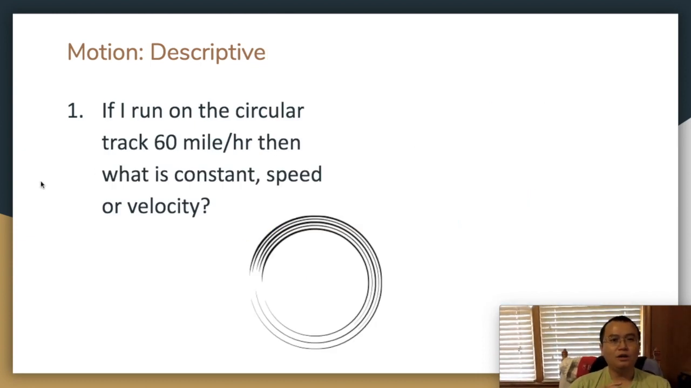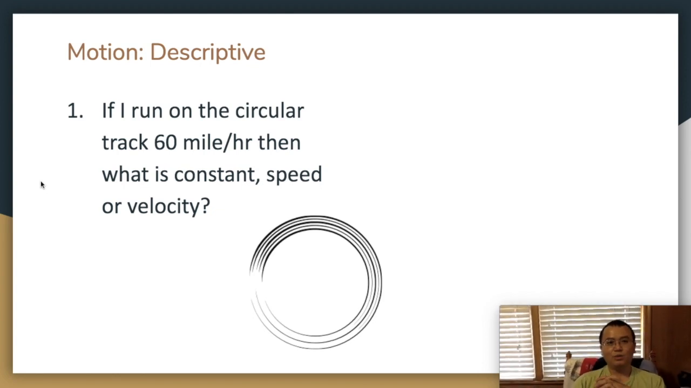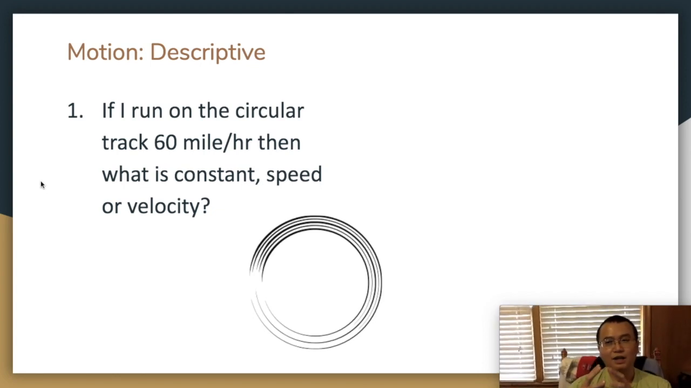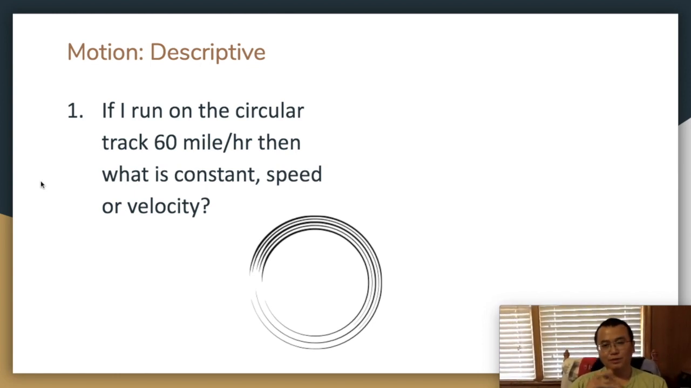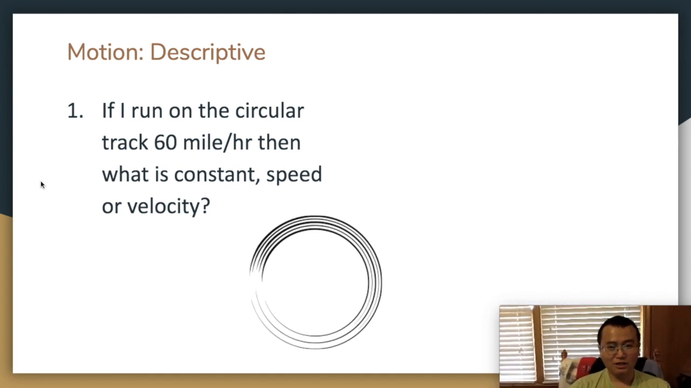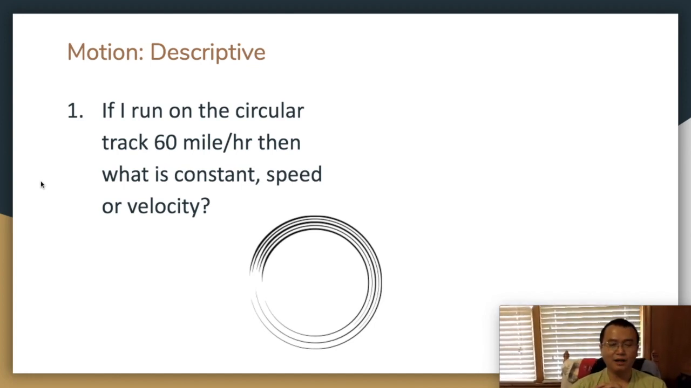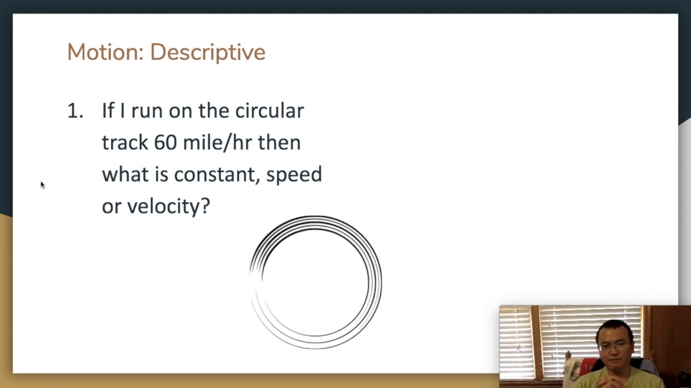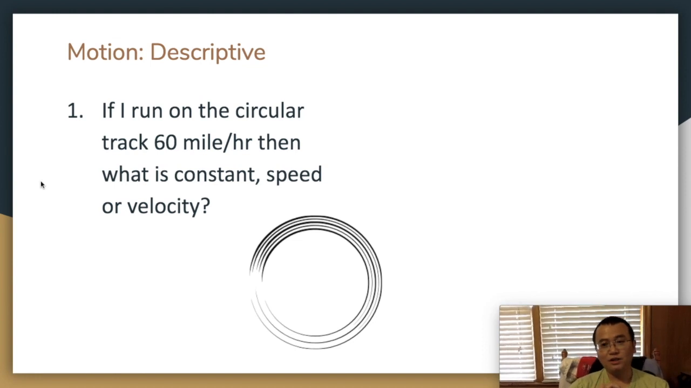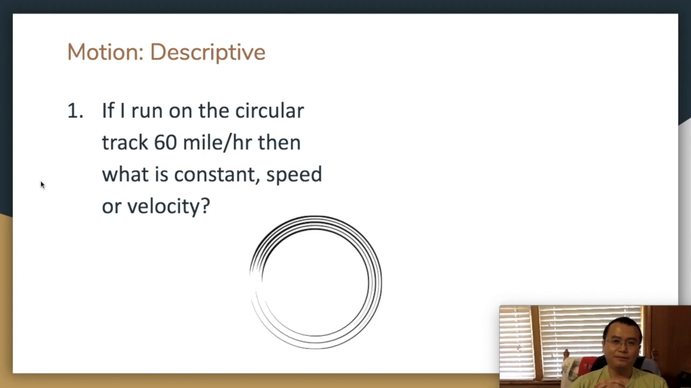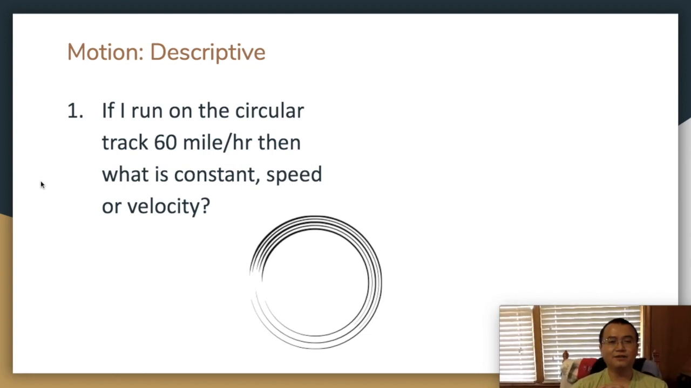If I run on a circle track at 60 miles per hour, then what is constant, speed or velocity? Of course, some of you probably ask, that's not possible. How can you run 60 miles per hour? Well, if you think about a future where I'm half robot, that is possible, okay? So imagine some distant future, I'm half robot, and I can run 60 miles per hour around the circle track right here. I'm asking you, what is constant? Is it the speed or velocity? Pause the video a little bit and see if you can figure that out. All right, that's enough time.